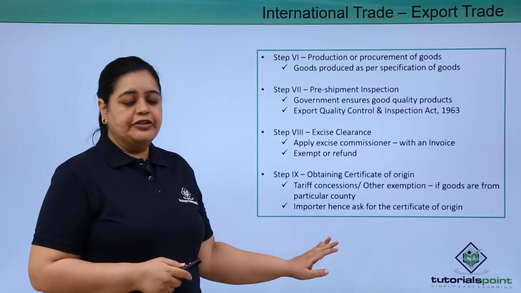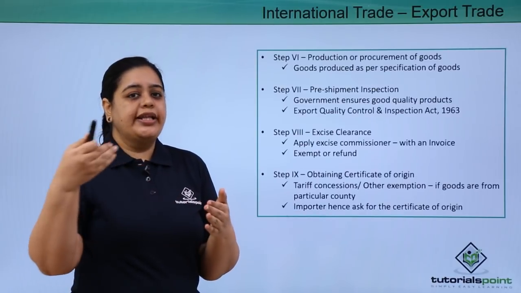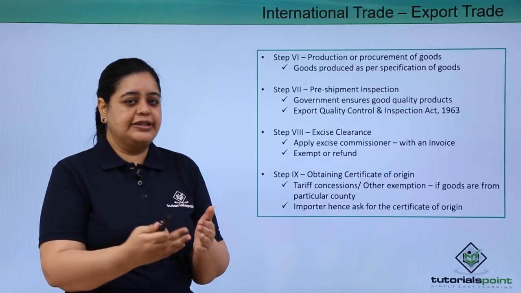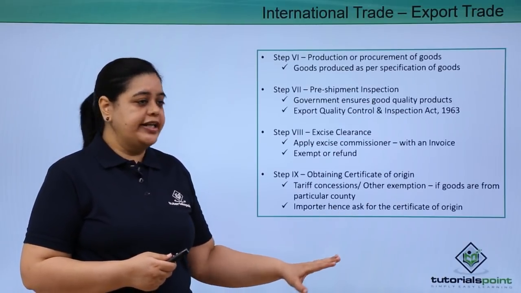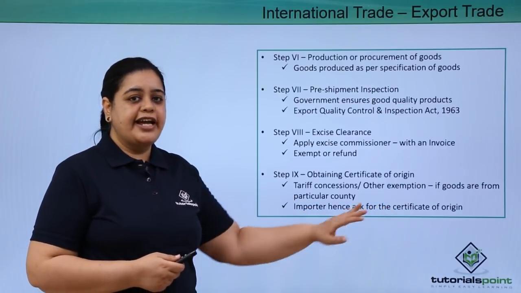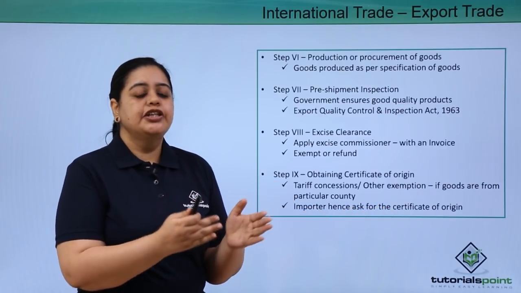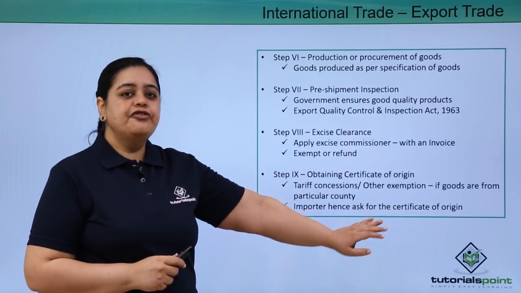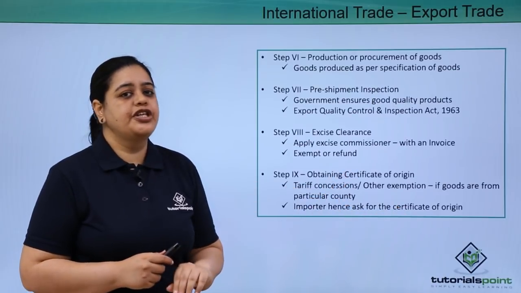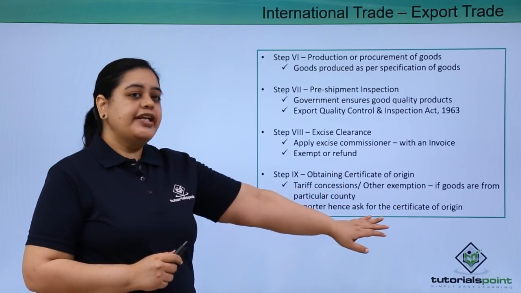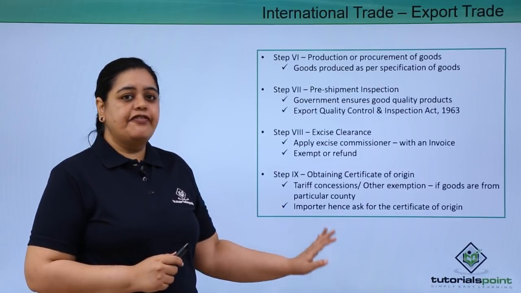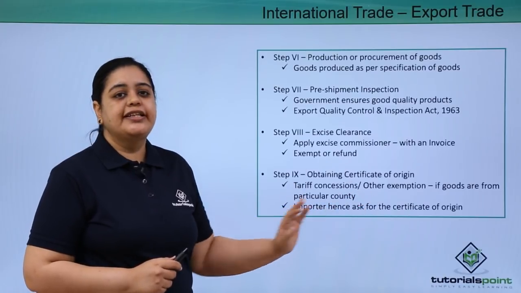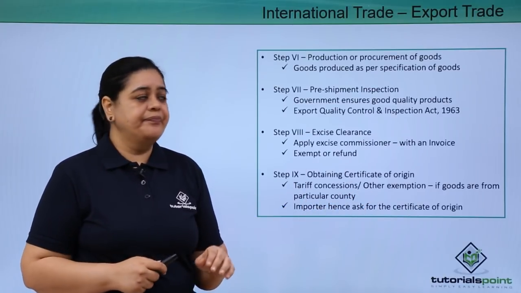So if the goods are from a particular country, many a times when they are imported, let's say the goods are from India and the UK has developed a policy that if certain goods are coming from India, they would be entitled to tariff concessions. So what tariff they are charging to other countries, the same won't be charged to the goods from India. If you want to get these concessions, the certificate of origin becomes important. Now the importer will ask for a certificate of origin because he wants to get the benefits, that is, he wants to get the exemptions which are there in his country.